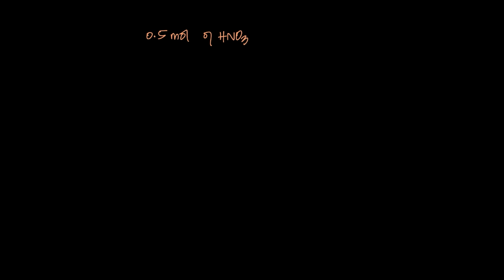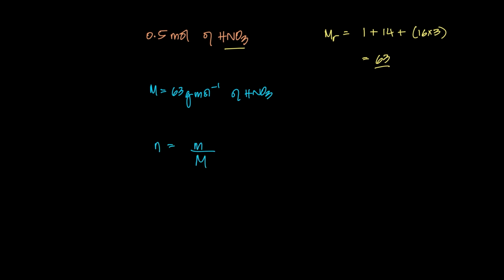Now, this is in your notes as a worked example. I will first find out the MR of nitric acid. The MR of nitric acid is hydrogen plus nitrogen plus 3 oxygens. Now the MR comes out to 63. What does that mean? That means the molar mass is 63 grams per mole of HNO3. So I want to find the mass. Basically what I have is the number of moles. The number of moles I've been told to use is 0.5 moles. I need to find the mass, but the molar mass I've already found is 63 grams per mole.